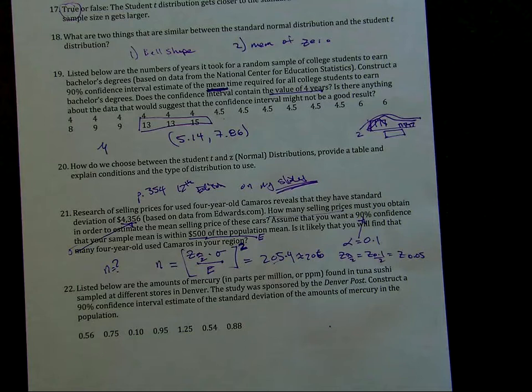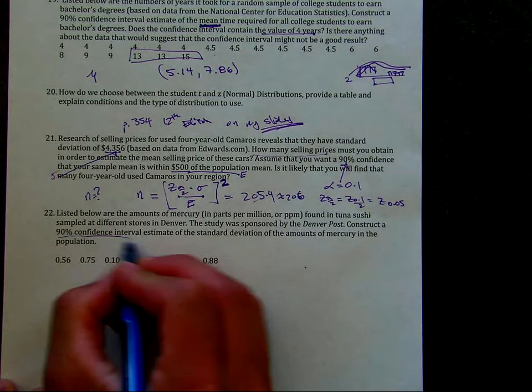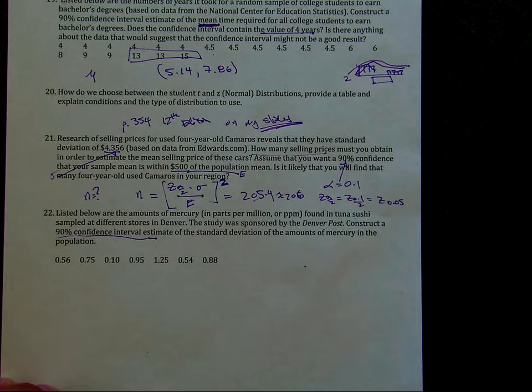Listed below are the amounts of mercury in parts per million, ppm, found in tuna sushi sampled at different stores in Denver. The study was sponsored by the Denver Post. Construct a 90% confidence interval estimate of the standard deviation of the amounts of mercury in the population. Okay, what are we doing here? That's the first thing you've got to ask yourself. What am I trying to calculate? Well, I am trying to do a confidence interval. Now let's figure out which parameter I am talking about. Standard deviation, right? Okay, that means we're going to use this formula.